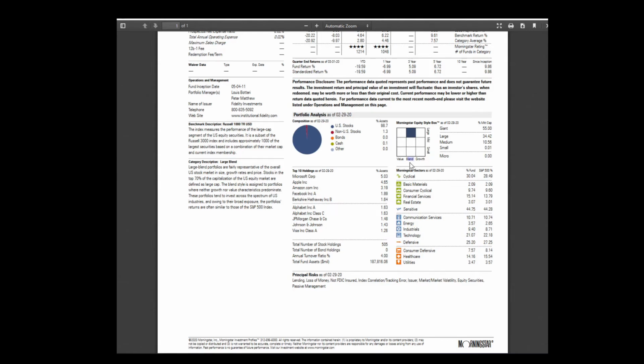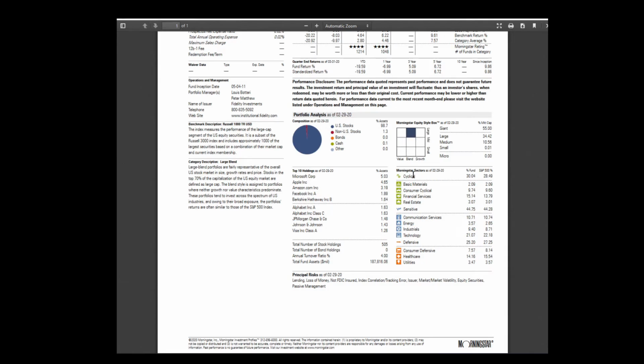And then blend just means you're somewhere in the middle. Like some companies you buy because you think they're cheap, some you buy because it's going to grow a lot. So what this is telling you is that this is a blend fund, so they play both sides, and then they're primarily in large companies. So that's what this grid is.